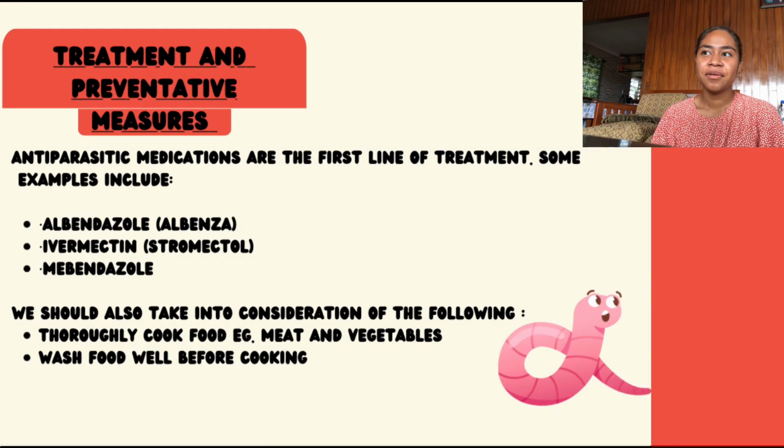So in the next slide, we have treatment and preventative measures for any parasitic infections as such. We have Albenza, Stromectol, and Mebendazole. These are antiparasitic and anthelmintic medications that will kill adult parasites or simply remove parasites from the body. These are effective in various worm infections.